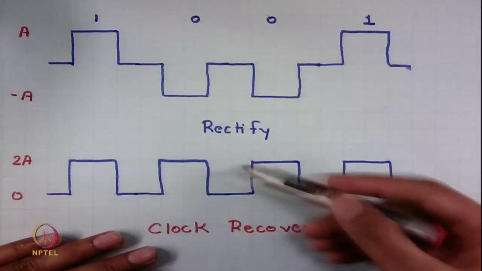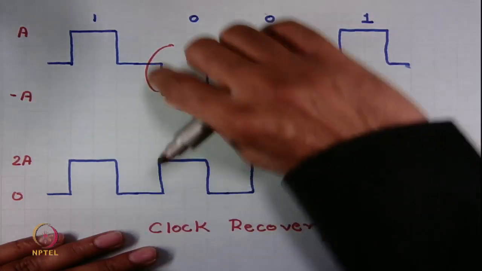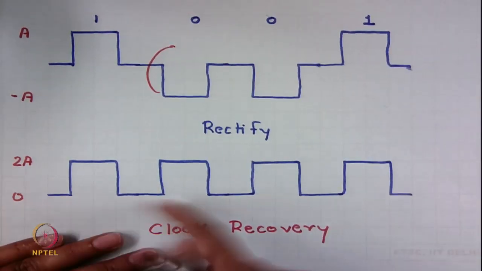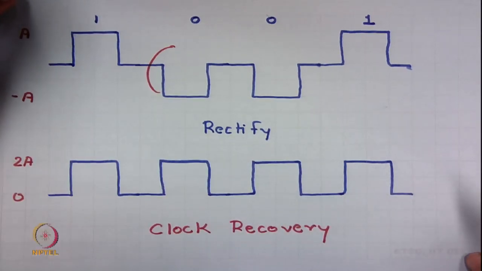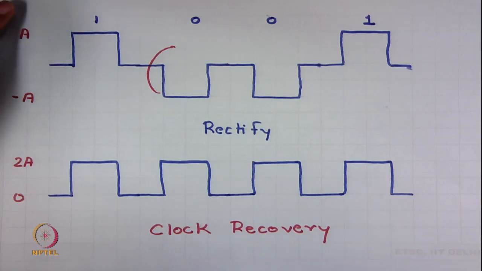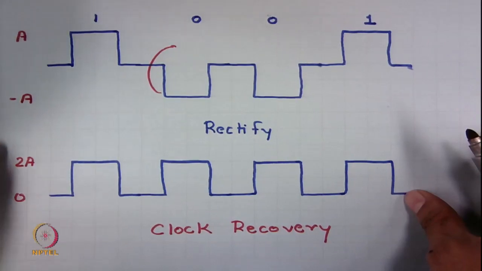Another advantage is easy clock recovery, and this can also be seen very easily if you have a polar signaling scheme. If you rectify this, this will flip over to this side. So, we have a clock, and so it is a very easy clock recovery mechanism that you can use if we use a polar signaling scheme. So, these are the advantages of the polar signaling mechanism.